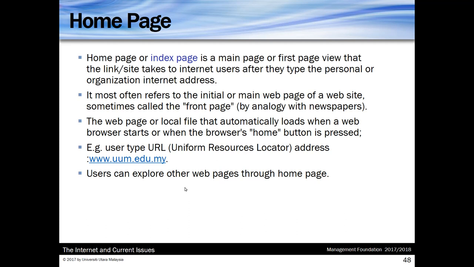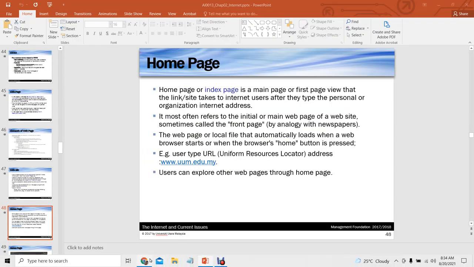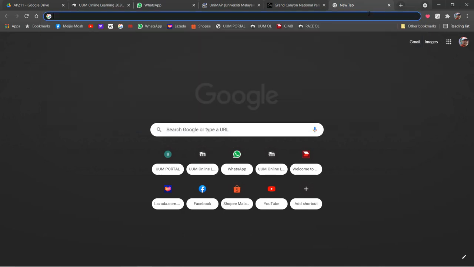The word home comes from the use of the home key on a keyboard to return to the start page at any time. It is the web page or local file that automatically loads when a web browser starts or when the browser's home button is pressed. The example is that the user types a URL address, for example www.uum.edu.my, and from this homepage, users can explore other web pages through hyperlinks or hypermedia. Okay, let's say we go to the homepage of UUM, www.uum.edu.my.